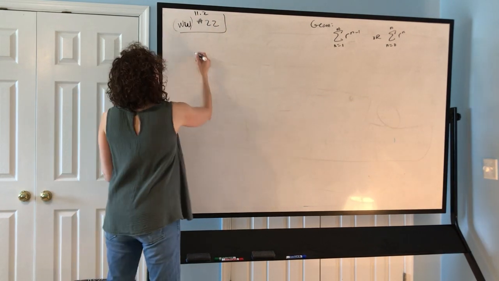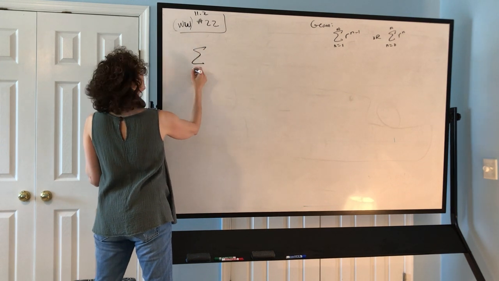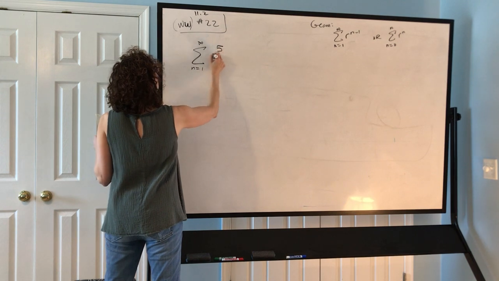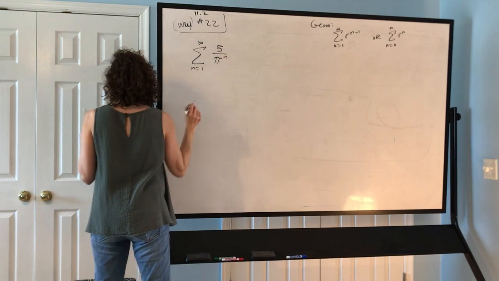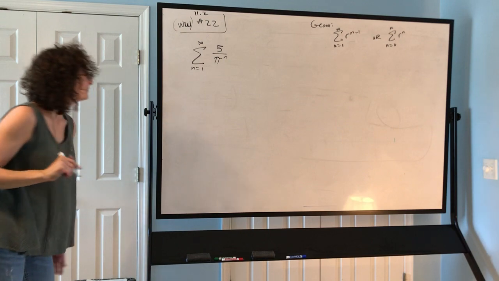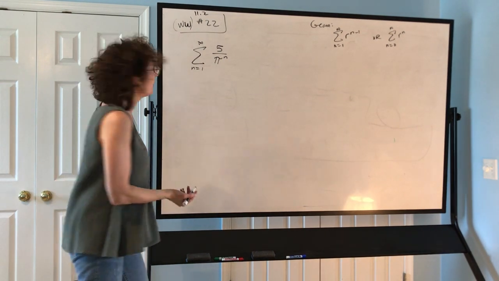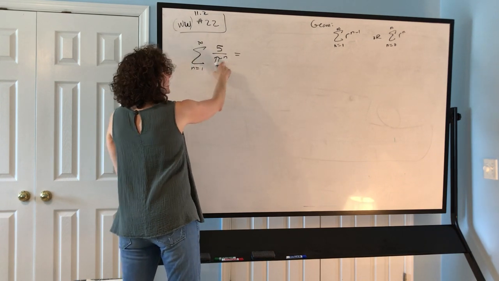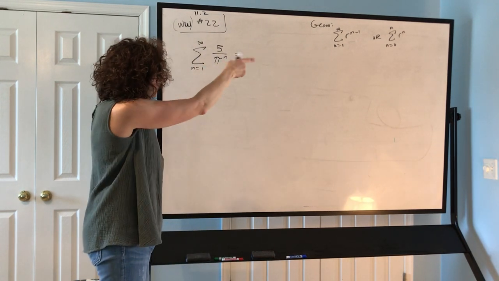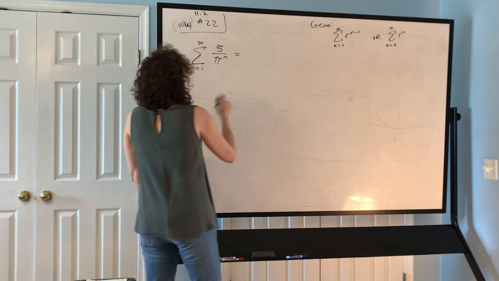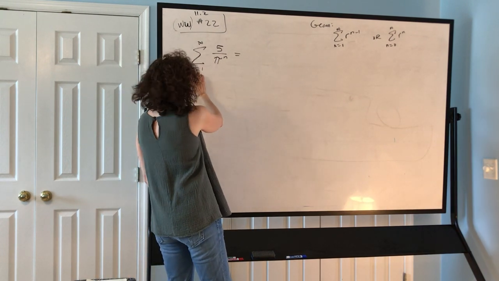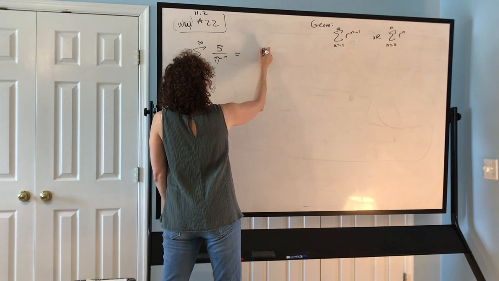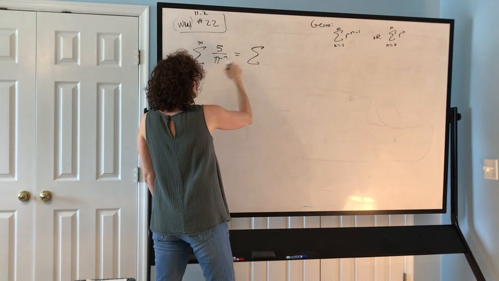So what is this one? This one is the sum from n equals 1 to infinity of 5 over pi to the n. So what do we have here? Well, 5 is a constant. The thing that is raised to the n is pi. I want to think about these forms. Right now I don't really care so much about where I'm starting to count. I just recognize this is a geometric series.